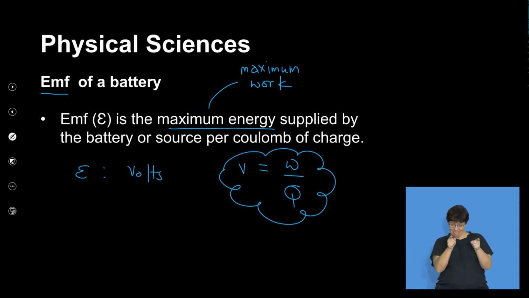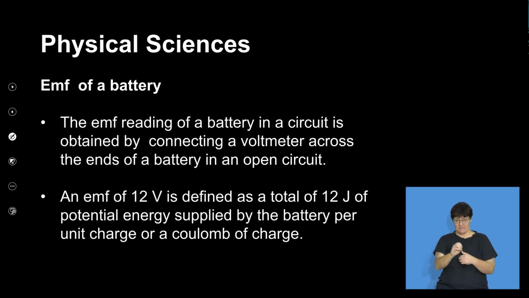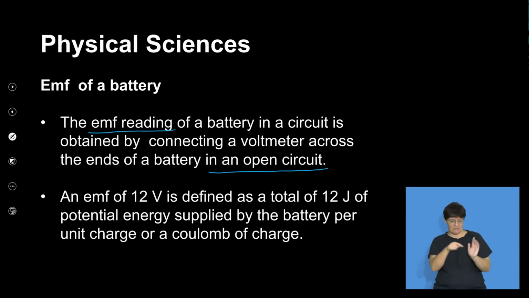And when do we obtain the EMF reading? When there is no current in the circuit, we are able to get the maximum energy that the battery can supply. The EMF reading of a battery is obtained by connecting a voltmeter across the ends of a battery in an open circuit. So this has to do with the EMF reading. It's definitely not the EMF as a quantity.